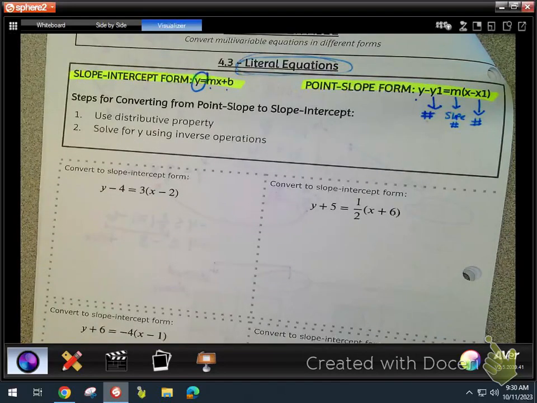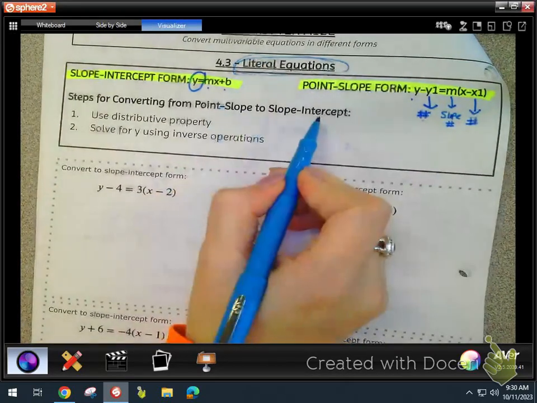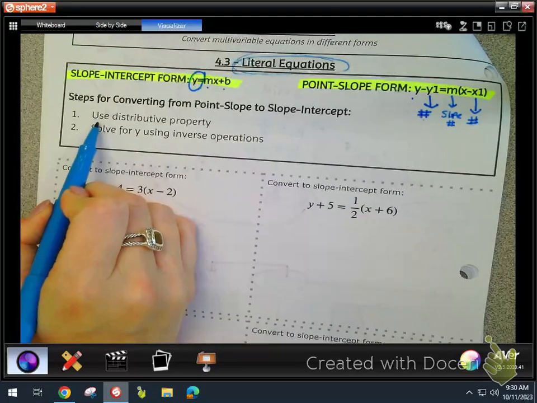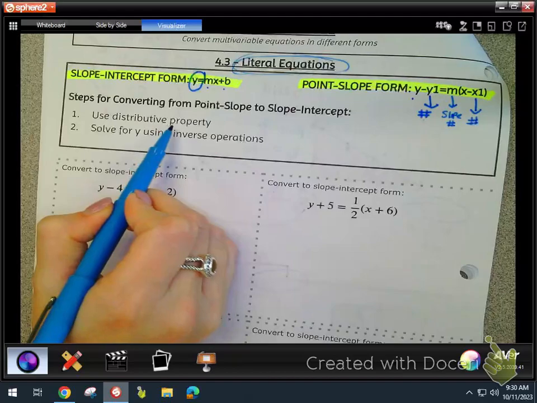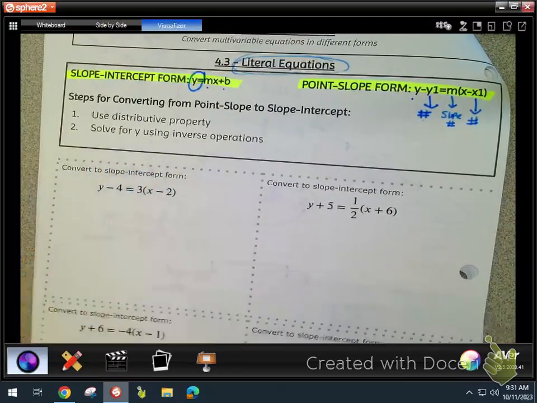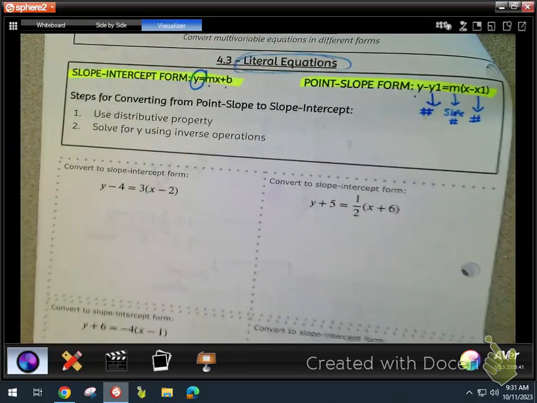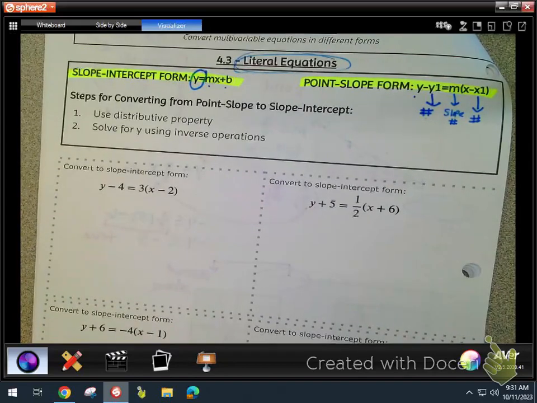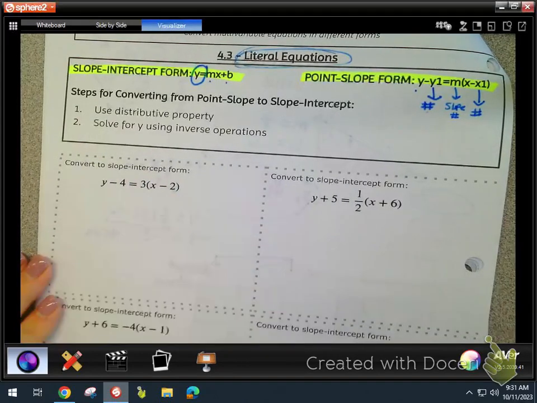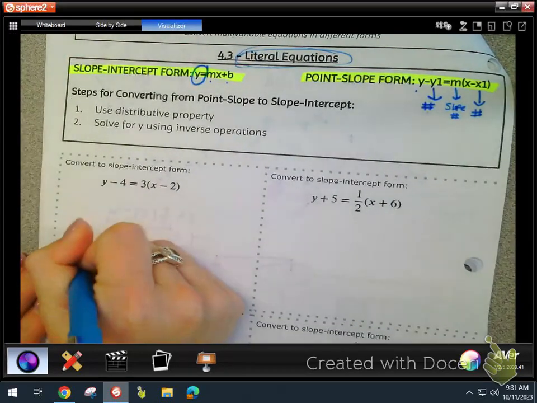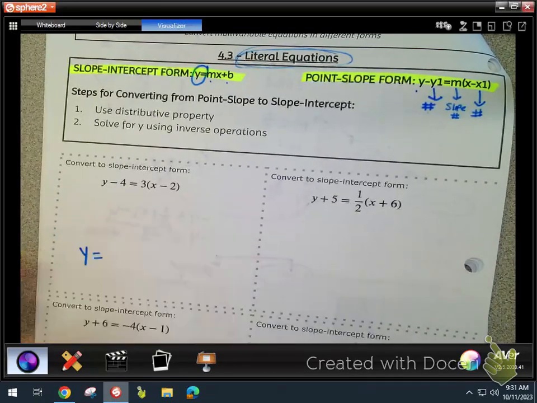But then when we start mixing them, I really want you to be able to know. There are two steps to go from point slope to slope intercept. First step is to use your distributive property. We know that. It's been a minute. And then solve for y using inverse operations. So those are our two steps to get y by itself. We're going to jump in. Here we go. Examples. Example number 1: convert to slope intercept form. So our end goal is going to be to get to y equals.